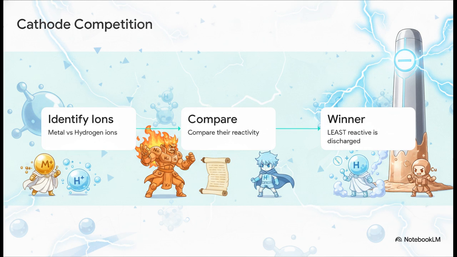So if your metal is super reactive, like sodium or potassium, hydrogen says, "I'm less reactive," and wins, bubbling off as a gas. But if your metal is kind of lazy and less reactive than hydrogen, like copper for instance, then the copper wins and coats the electrode as a beautiful solid metal.